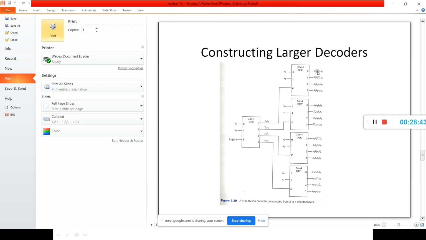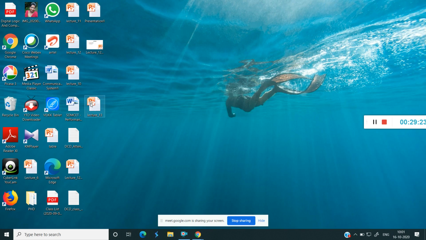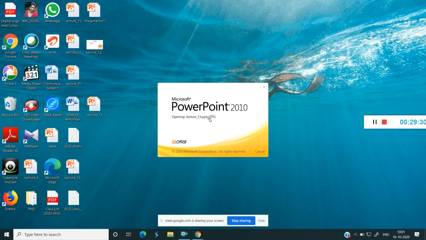So for 0 0, the first decoder will be selected, generating the first 4 minterms, that is 0 1 2 3. In the next, 0 1, the second decoder will be selected, generating minterms 4 5 6 7. Next, 1 0 means the third decoder will be selected, 8 9 10 11. Next, 1 1 means we select the last decoder, having 12 13 14 15 combinations. So we have constructed the larger decoder using smaller decoders.